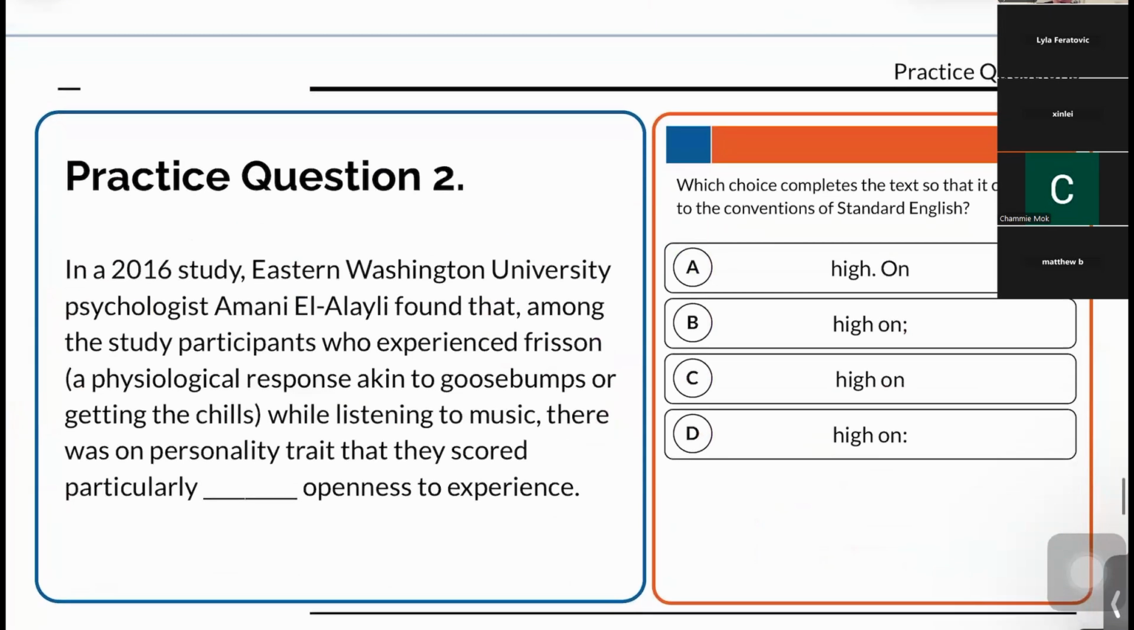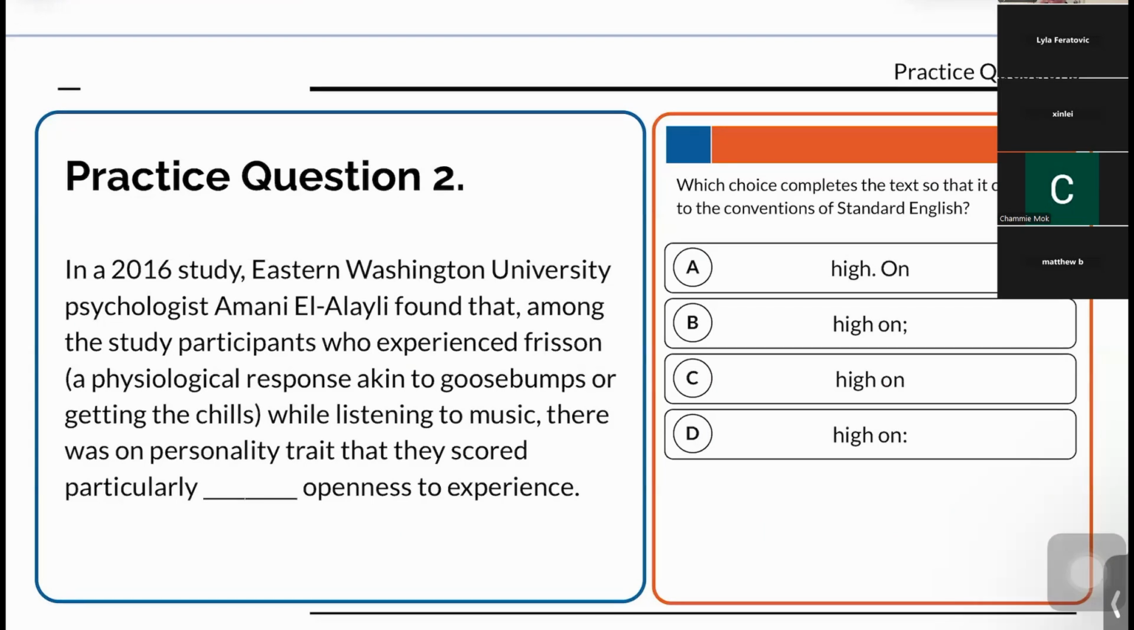All right. In a 2016 study, Eastern Washington University psychologist Amani Al-Alali found that among the study participants who experienced frisson, a physiological response akin to goosebumps or getting the chills while listening to music, there was one personality trait that they scored particularly blank: openness to experience. Okay, so same deal. We're seeing a bunch of different combinations of the same word with punctuation and that kind of thing. So trying to figure out where our independent clause is. So this whole thing is one sentence.